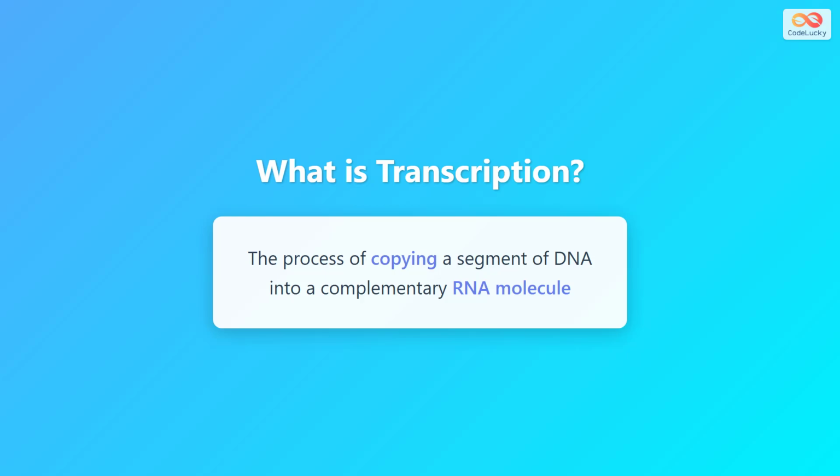So what exactly is transcription? Transcription is the process of copying a segment of DNA into a complementary RNA molecule. The term comes from the idea of transcribing or copying information from one format to another. During transcription, the cell reads a specific gene on the DNA molecule and creates an RNA copy of that gene. This RNA copy, called messenger RNA or mRNA, carries the genetic instructions to other parts of the cell where proteins will be made.